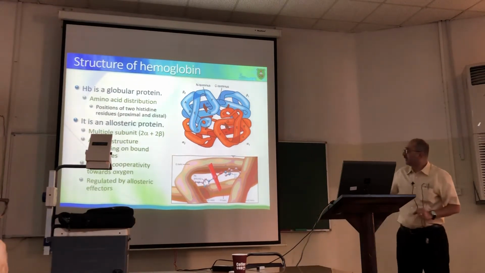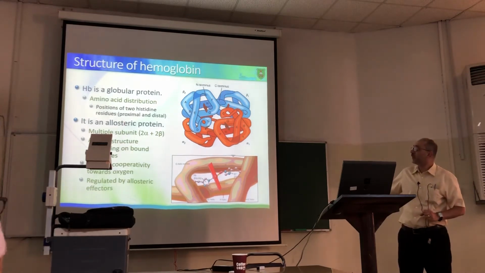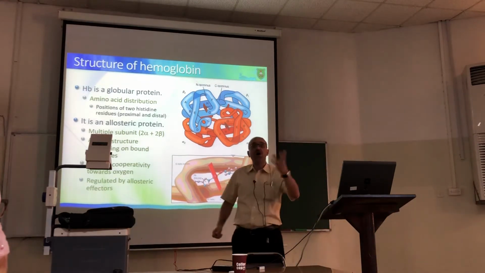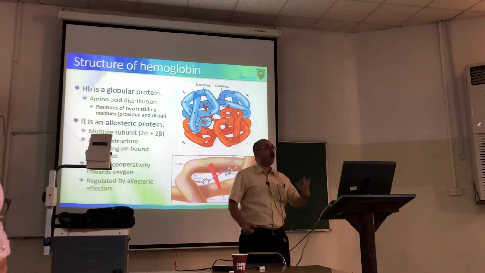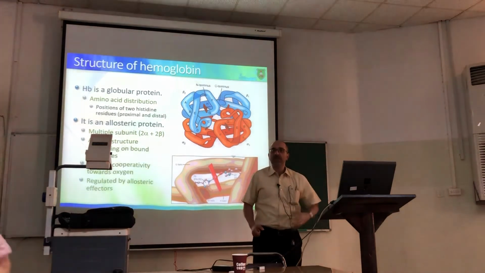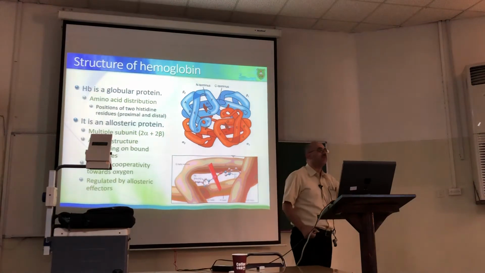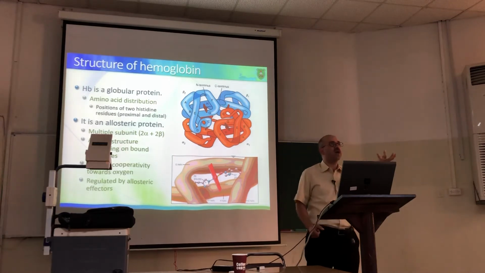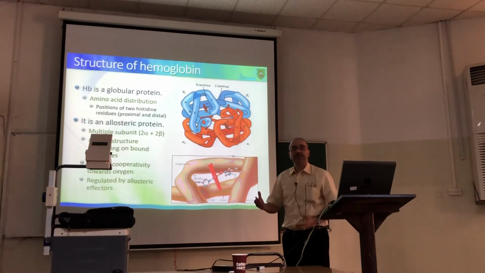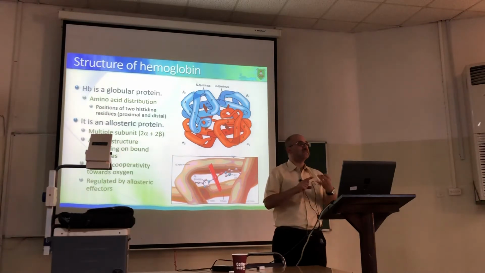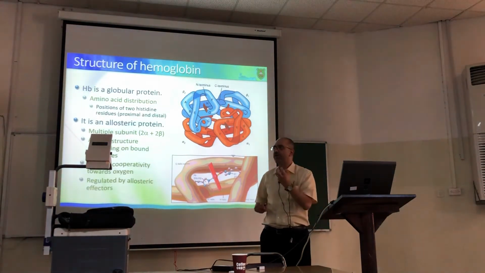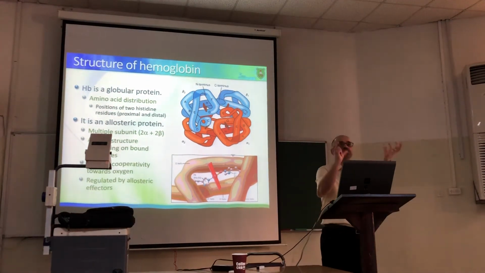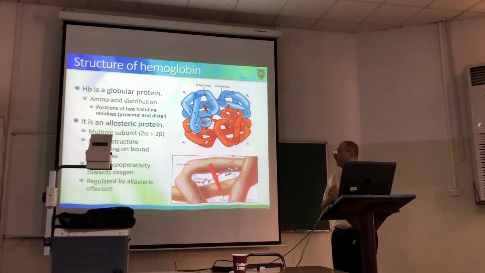Now, the other thing is that this hemoglobin, as an allosteric protein, has different structures. There are two structures, the R state and the T state. R means relaxed. This is the structure of hemoglobin that gives it high affinity for oxygen. So the R state is the high affinity state. The T state, where T stands for tense or taut, means that this hemoglobin molecule has low affinity for oxygen. Okay, so there are two structures, R high affinity and T low affinity.